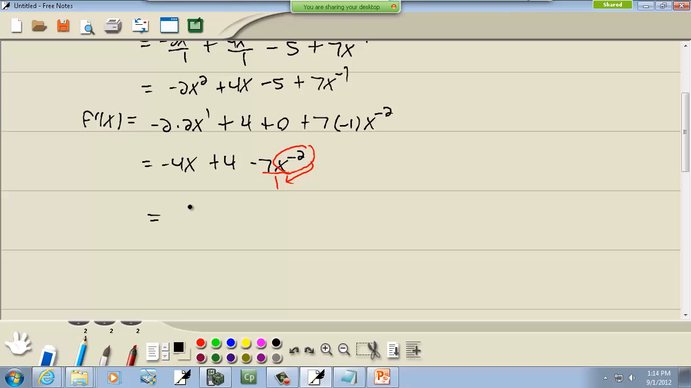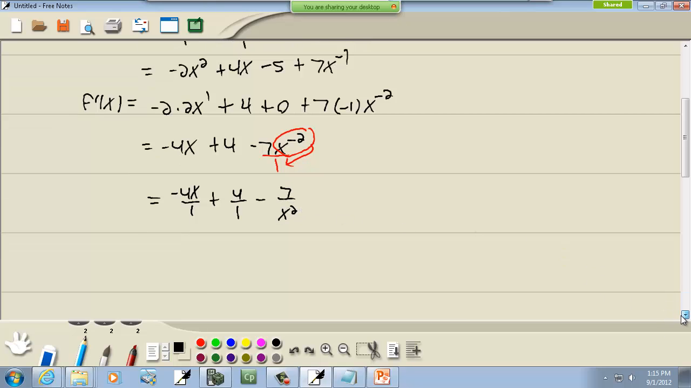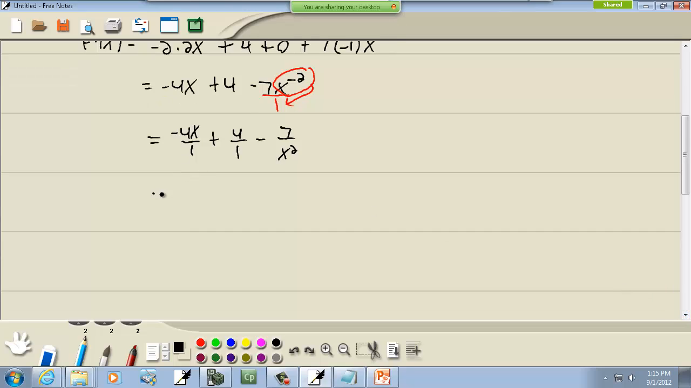So if I want a single fraction, it's helpful when adding and subtracting that they're all fractions. So I'll put negative 4x over 1 plus 4 over 1 minus 7 over x squared. Now our common denominator would be x squared. So I'm going to rewrite each fraction with that new denominator. This one already has x squared.